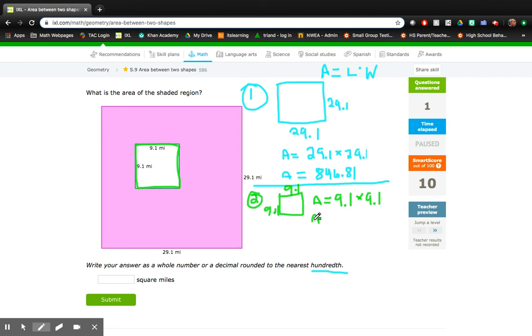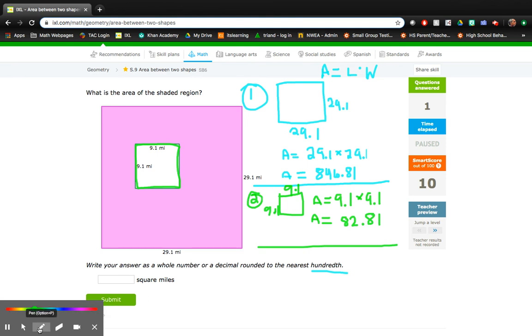And that's going to give me, let's see here, 9.1 times 9.1 is 82.81. And again, this takes me a little bit longer just because I'm typing everything in twice and making sure that I have written the right thing down.